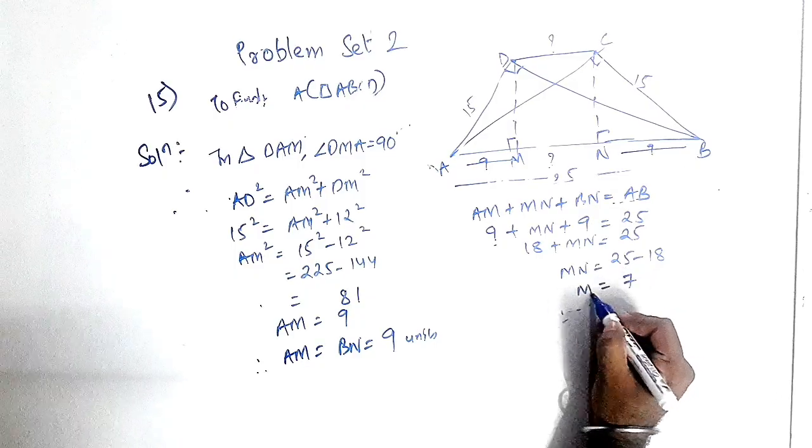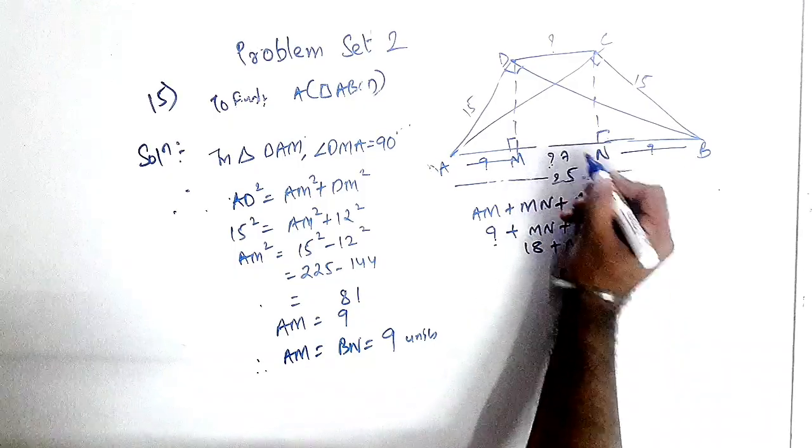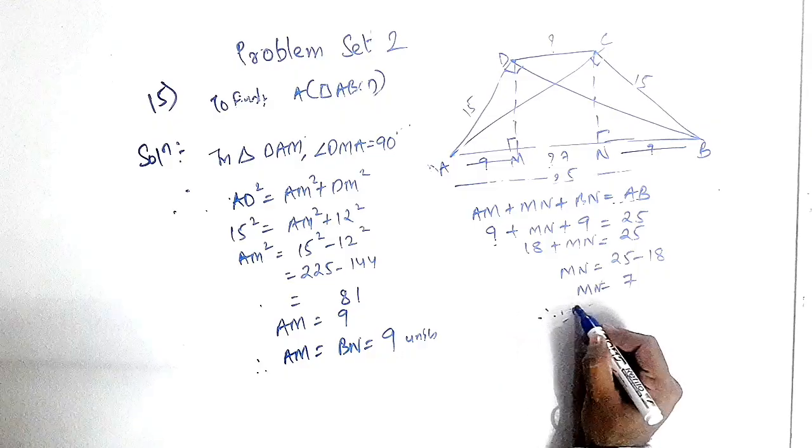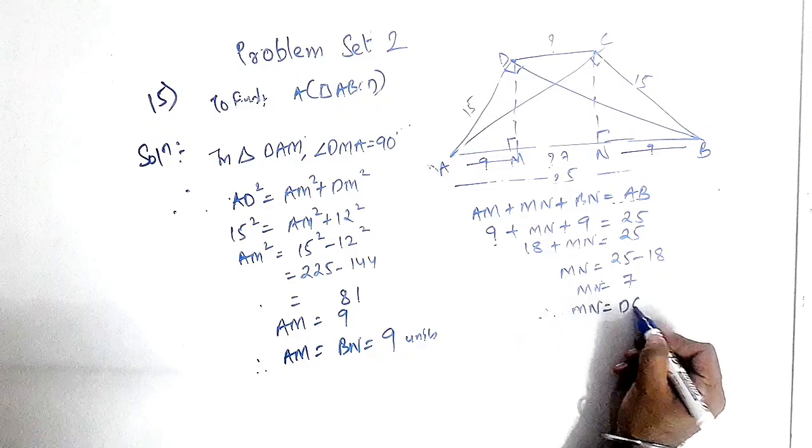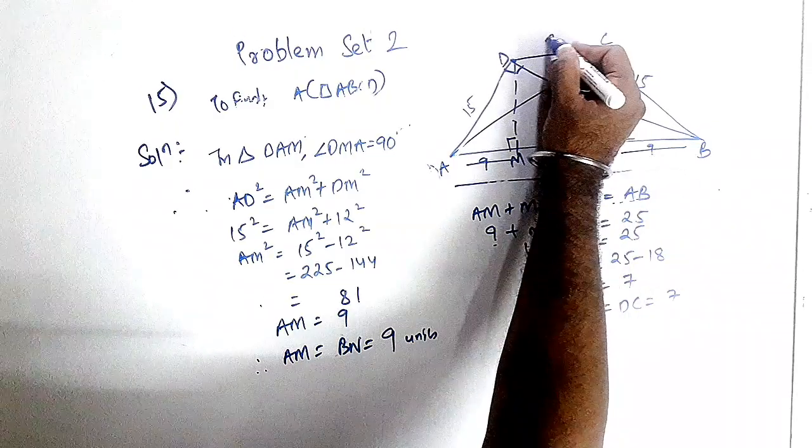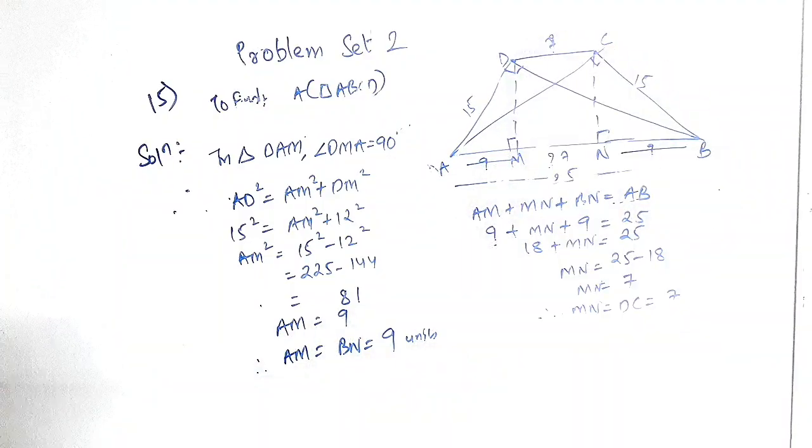What is 25 minus 18? MN is 7. Okay, so this we got 7. Therefore MN is equal to DC equals to 7. This will also become 7. Okay, height we got 12 here, so I am writing 12.